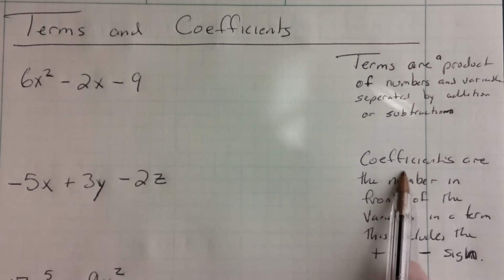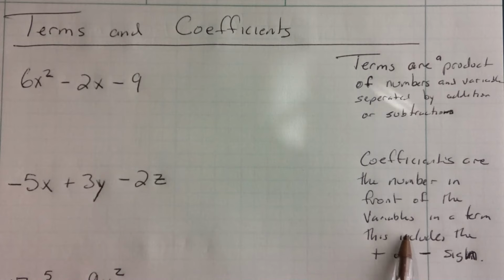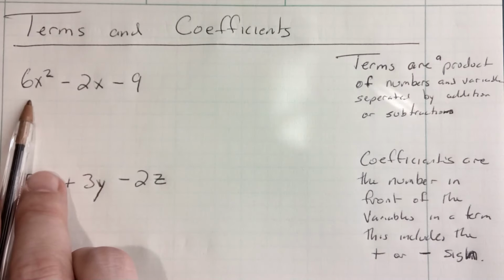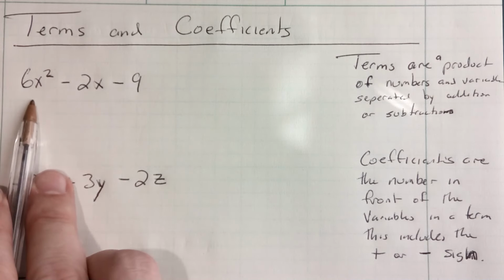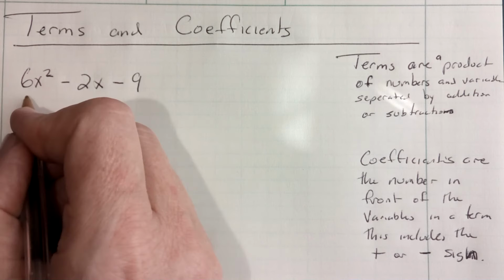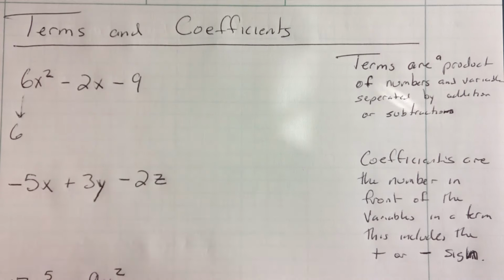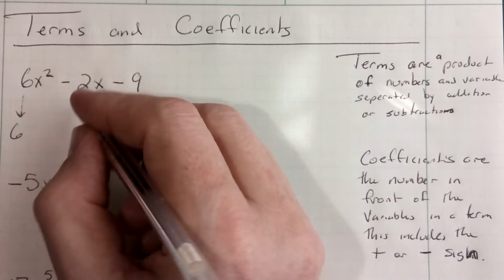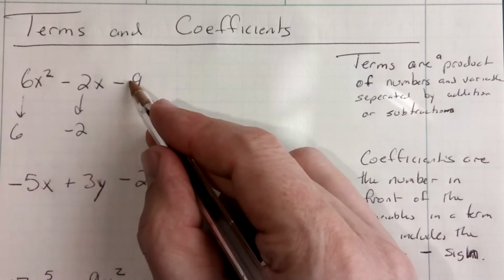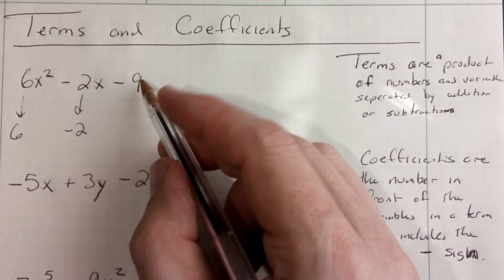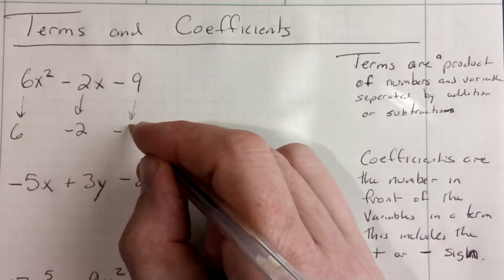Now when we talk about the coefficient, coefficients are the number in front of the variables in a term. And make sure you include the plus or minus sign. So if I was to ask you what the coefficient is of the first term in this expression, the coefficient is 6. The coefficient for the second term is a negative 2. The coefficient for this third term, and it does have a coefficient, even though there's not a variable there, we still say the coefficient is negative 9.